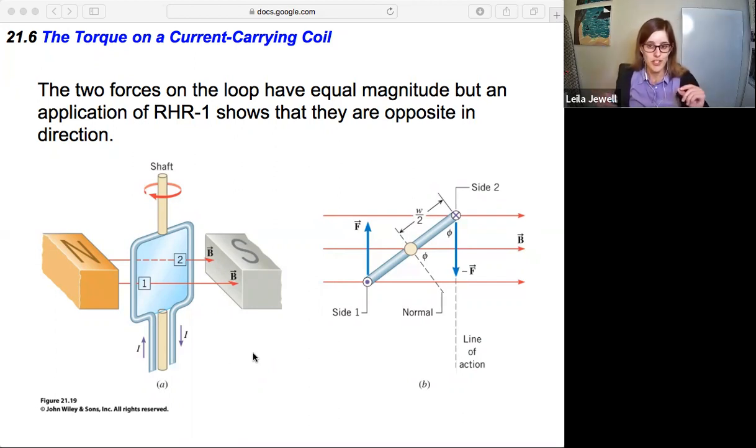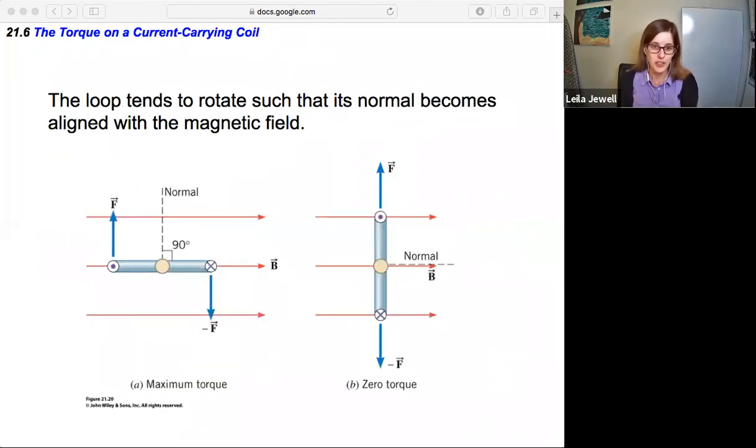Anytime you have forces acting at a distance from the shaft, you're going to get a torque, right? It's going to produce this rotation. So that's what we're studying here. Taking a closer look, the loop tends to rotate such that its normal, the perpendicular, what pierces the loop, becomes aligned with the magnetic field.